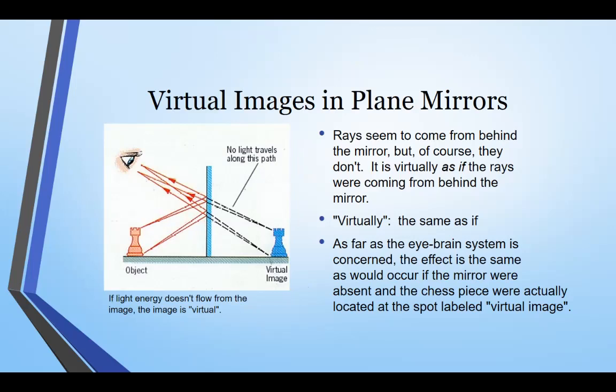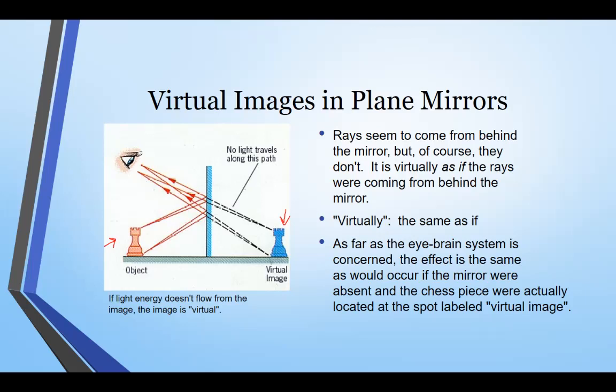So in this particular example, you're looking at a rook from a chess set, and the eyes see it at the point where it says virtual image. I'll point this out for you right here. This is the virtual image, but the actual chess piece is not there. The actual object is over here on this side, but those light rays are bouncing off the mirror and into your eye, which makes them appear like they're actually here.